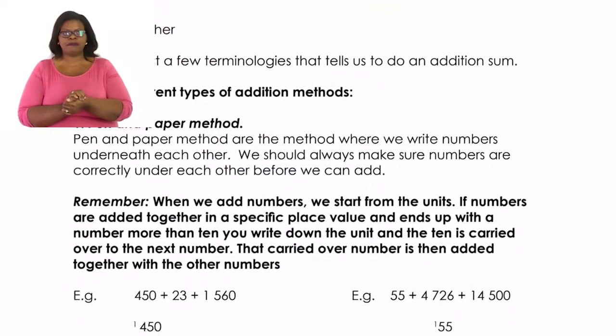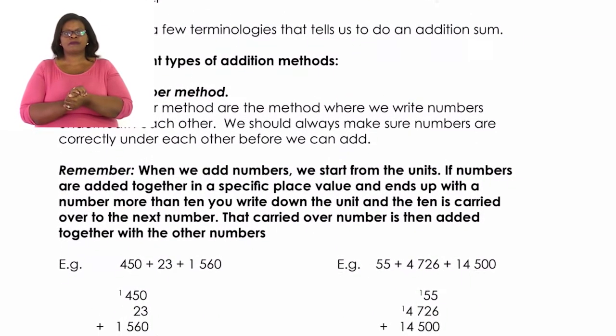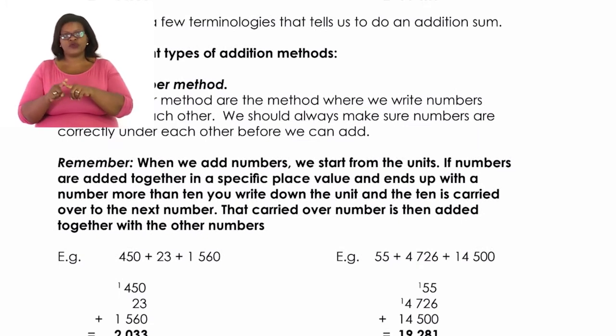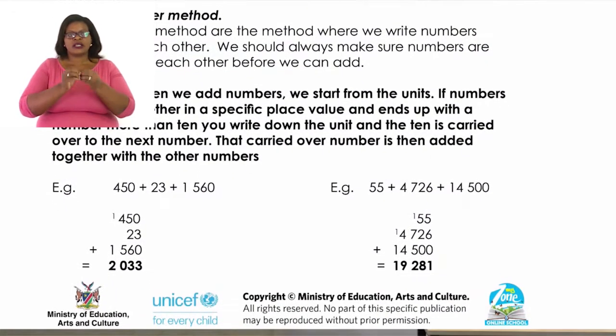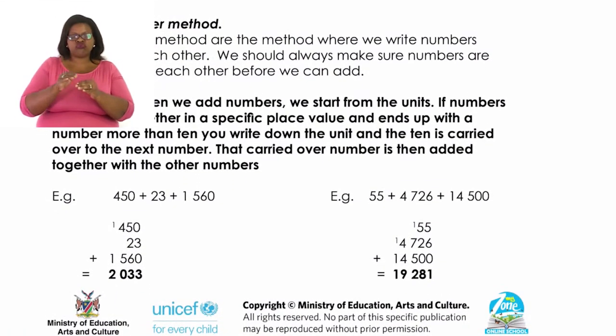Now let's start. We get different types of addition methods. Our first type is our pen and paper mode. Pen and paper mode is the method where we write numbers underneath each other. And here we should always make sure numbers are correctly under each other before we can add. Pen and paper mode is how they taught us to write numbers in grade 3, grade 4.